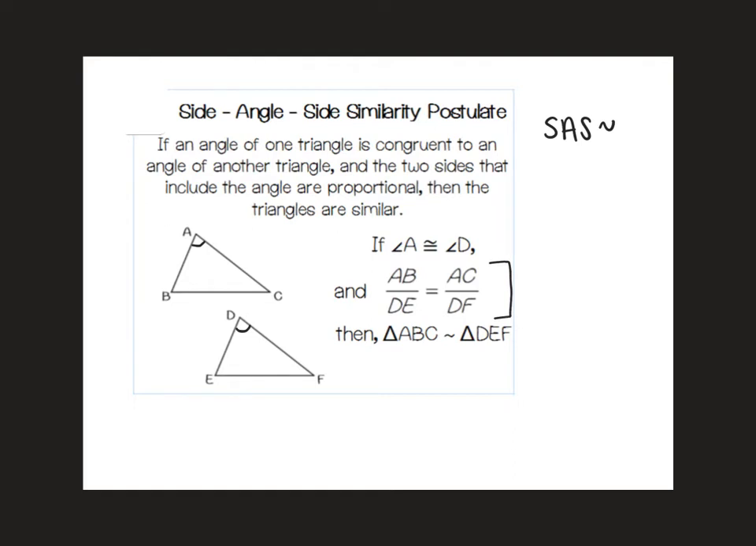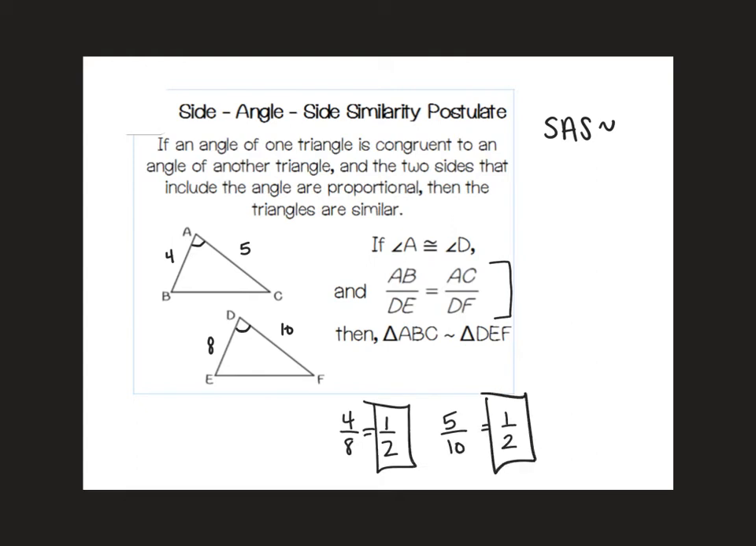I'm going to show you an example with numbers because I think that makes more sense. So like, let's say this is 4 and this is 8, this is 5 and this is 10. If you were to set up a proportion with those, 4 over 8 is 1/2, 5 over 10 is 1/2. So we have these 2 sides that are proportional, and then the angle in the middle is congruent, and so that would be the side angle side similarity.